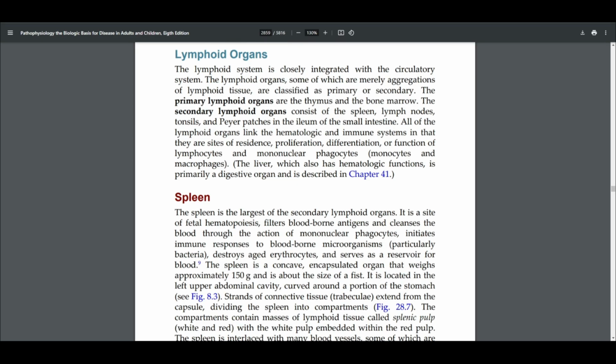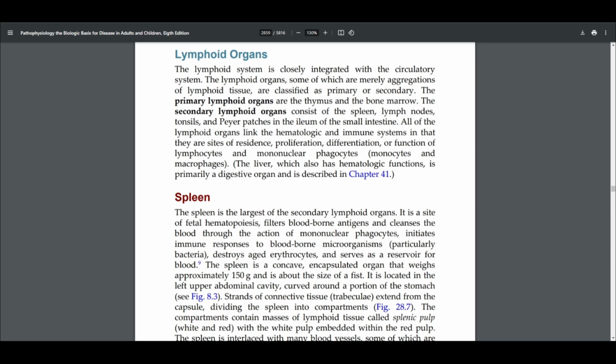That brings us to the lymphoid organs. The lymphoid system is closely integrated with the circulatory system. The lymphoid organs, some of which are merely aggregations of lymphoid tissue, are classified as primary or secondary. The primary are the thymus and the bone marrow. The secondary consist of the spleen, lymph nodes, tonsils, and Peyer's patches in the ileum of the small intestine.